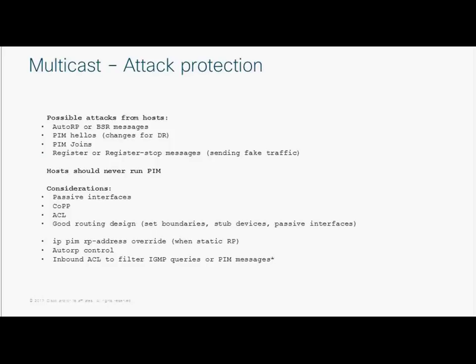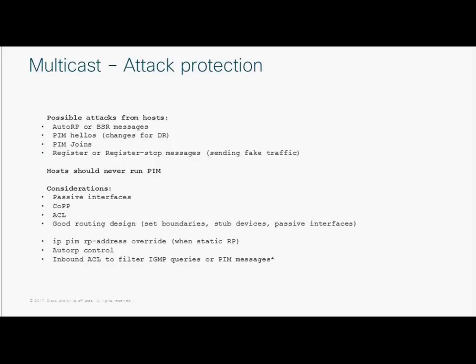Now, we also have to consider having a very good routing design: set boundaries, stop devices, passive interfaces, redundancies, planned according to the intended way the network should work. This is very important because in most cases that we have seen in which traffic flows over an unwanted path, it's because the underlying routing solution is not well planned. So we need to plan very well which routing path we will use.